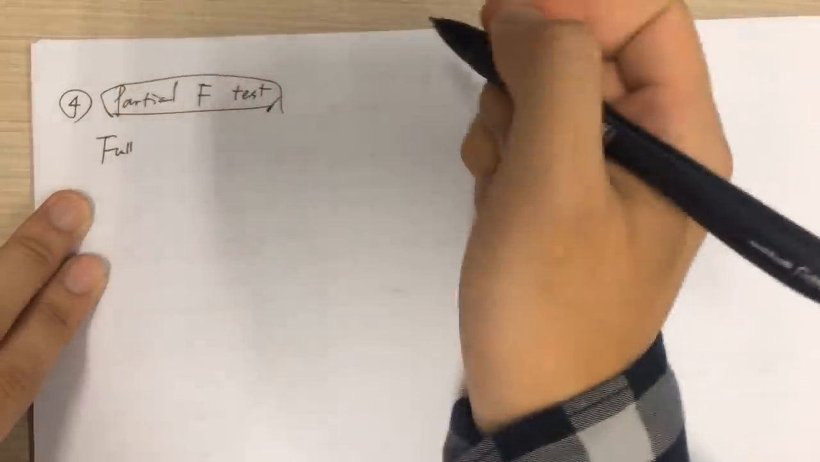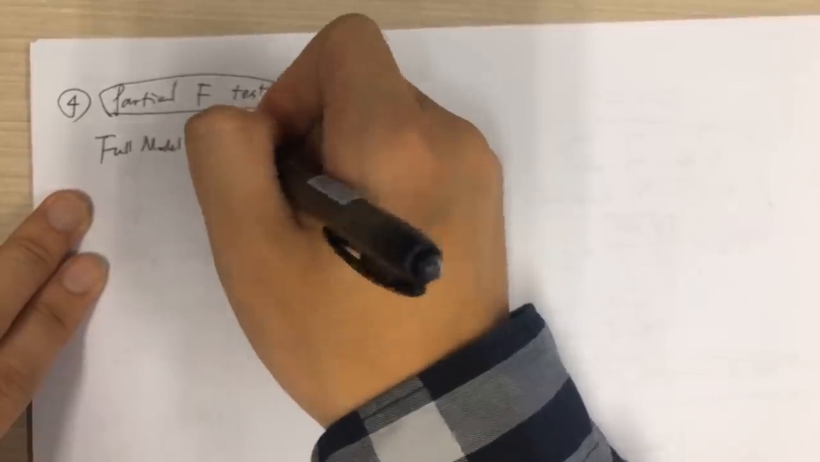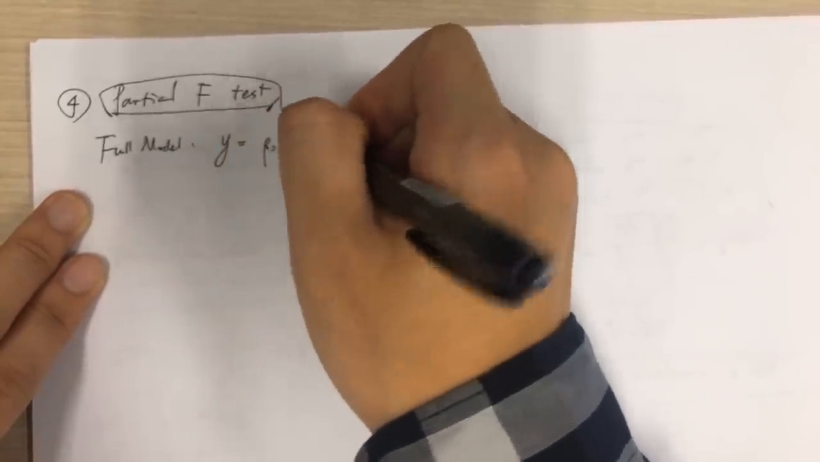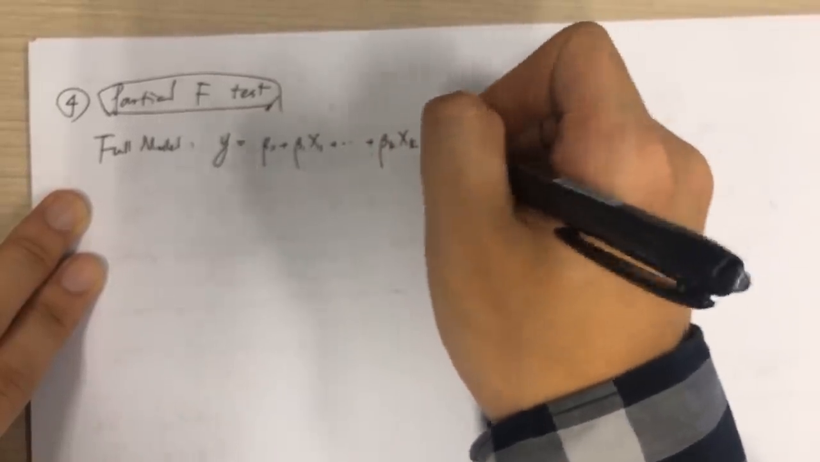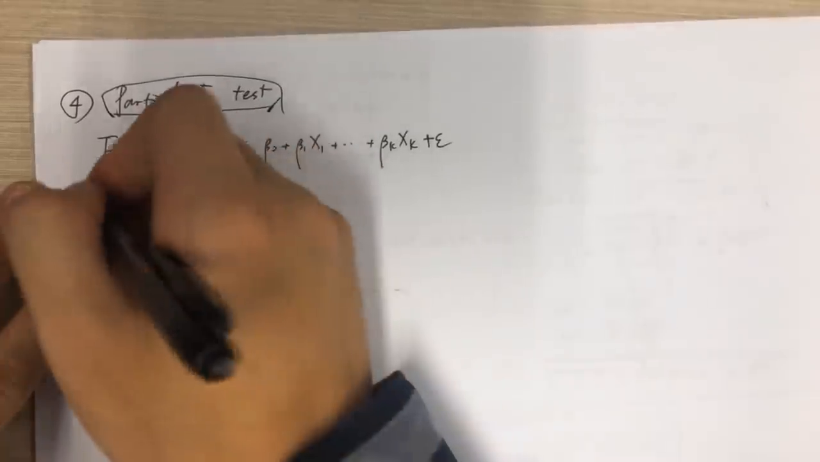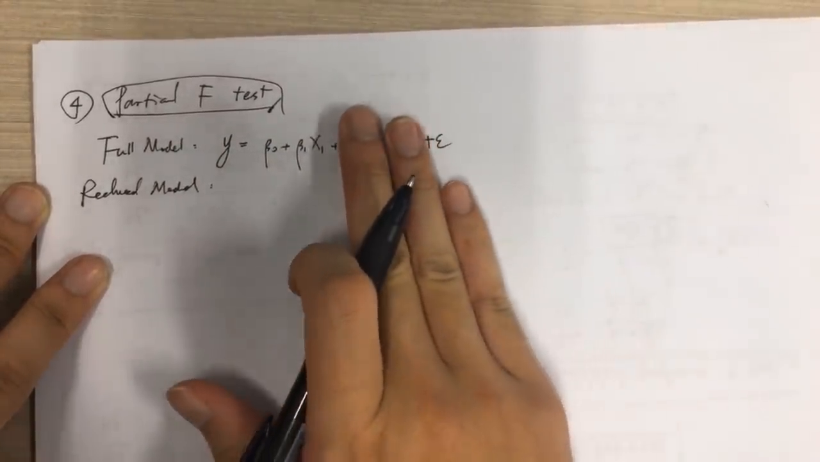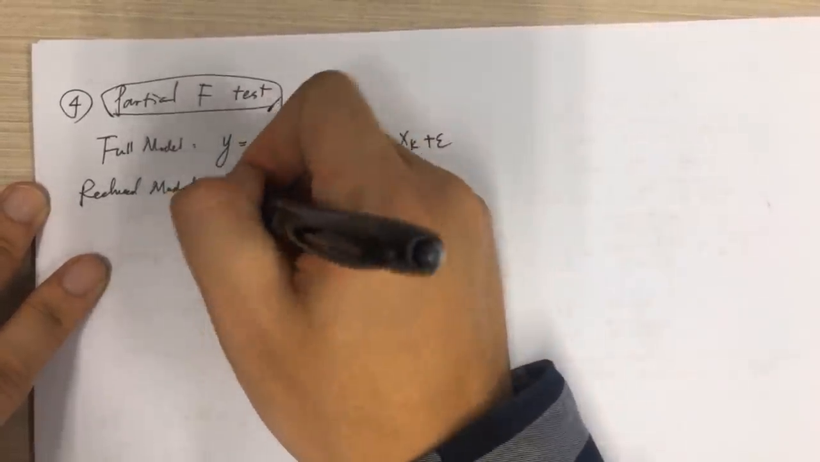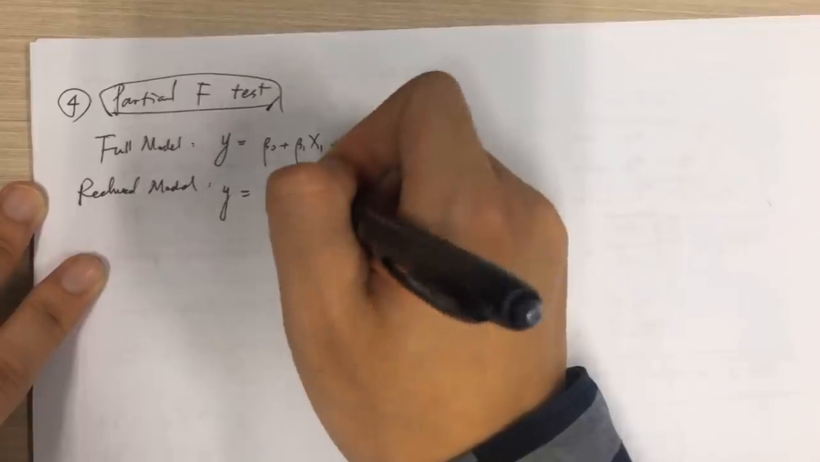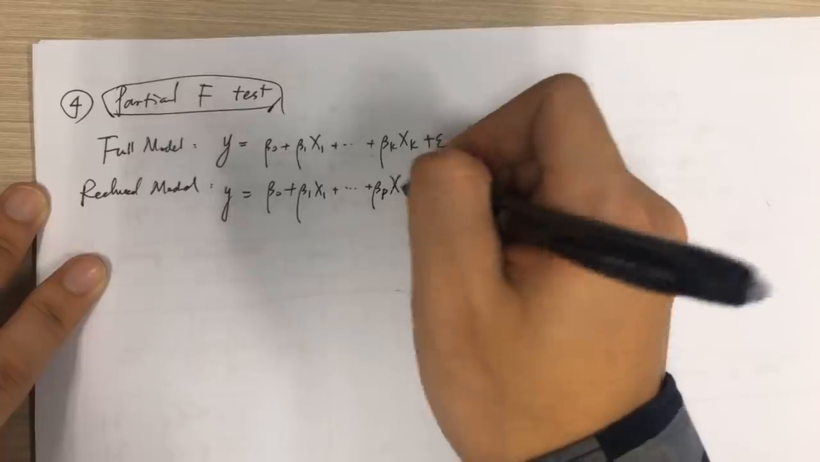So you just make a choice between your full model, which is y equals beta 0 plus beta 1 x1 blah blah blah plus beta k xk plus epsilon. This is our full model. And your reduced model is when you remove some of the independent variables, for example, after p, okay? So we have y equals beta 0 plus beta 1 x1 blah blah blah plus beta p xp.